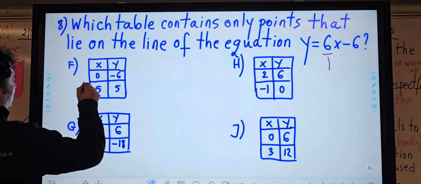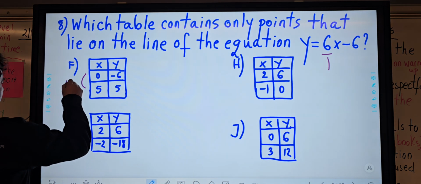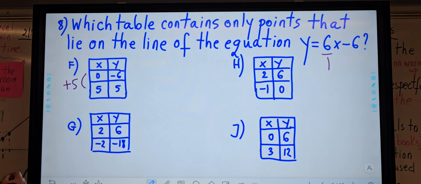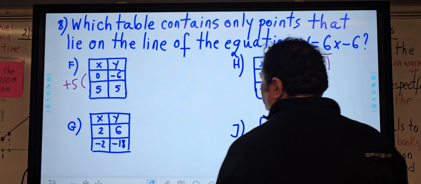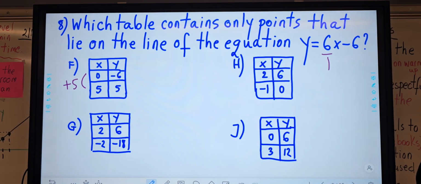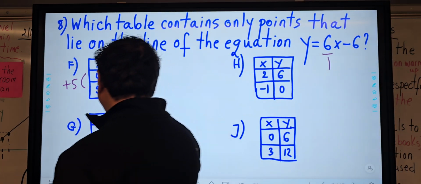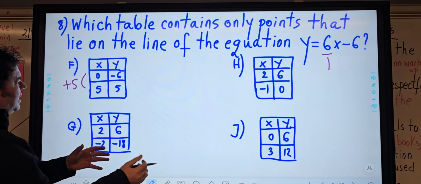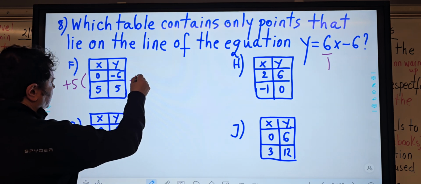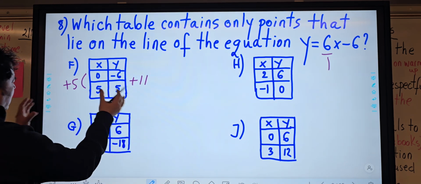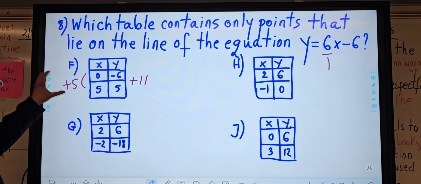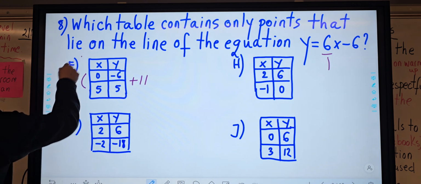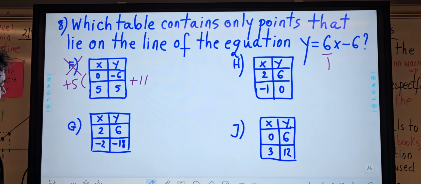Any patterns here? From 0 to 5, plus 5. Okay, and then from negative 6 to positive 5, let's see how much we have there. Negative 6, it's in the negative world, so negative 6 to 0 becomes 6, plus 5, 11, plus 11. Okay, I don't think it works. 11 divided by 5 doesn't work, right? So F doesn't work. Let's continue to G here.